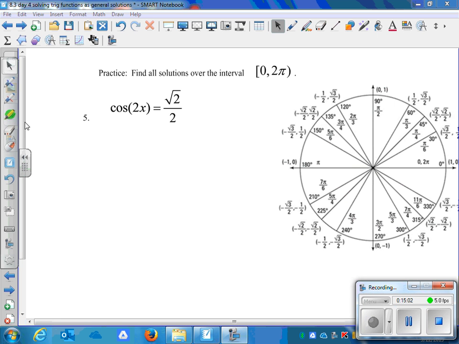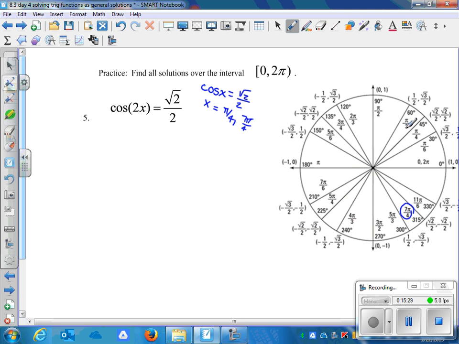So number 5. We ignore the 2x temporarily, and we're only looking for cosines of square root 2 over 2. And those occur where, let's see, so cosine x equals square root 2 over 2, and that occurs where x is equal to pi over 4 and 7 pi over 4. And if you look at those on the Cartesian coordinate plane, they're unique. So we're going to take the 2x and set it equal to the generic equations for both of those. So 2x equals pi over 4 plus 2 pi k, and 2x equals 7 pi over 4 plus 2 pi k. Divide by the coefficient all the way across. You can work them simultaneously or you can work with them independently.